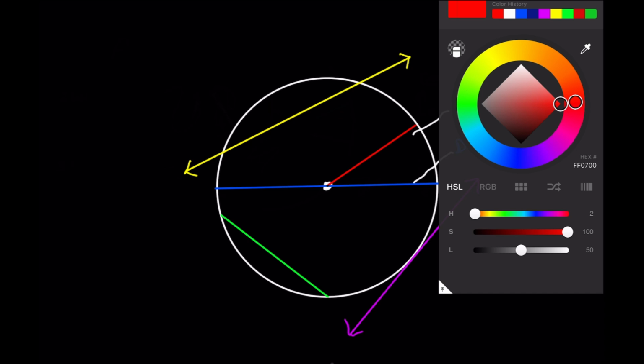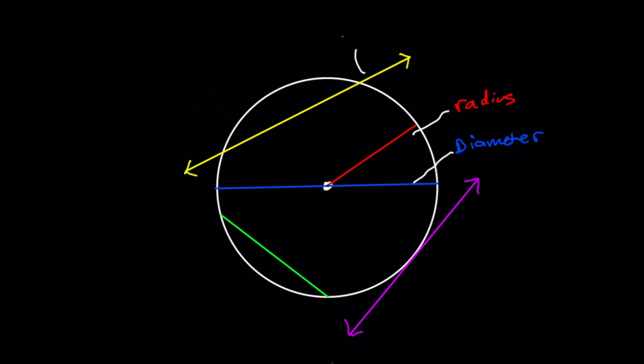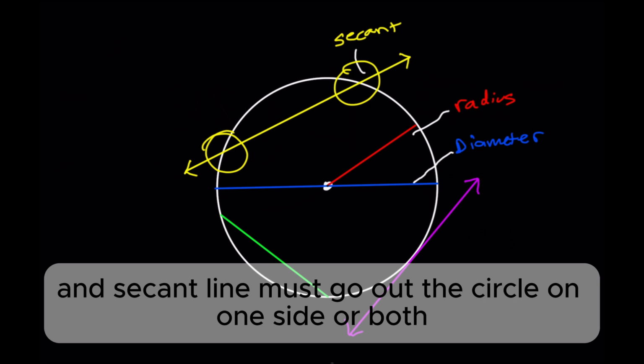And so the new ones that you want to know is the yellow line, which is a secant. A secant is a line that touches the circle twice. As you can see, it touches it here and it touches it here. So it goes through the circle 2 times.